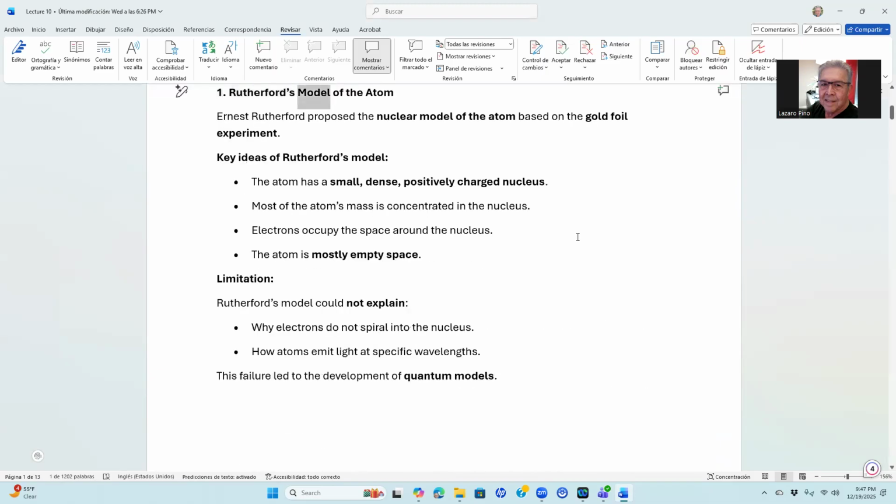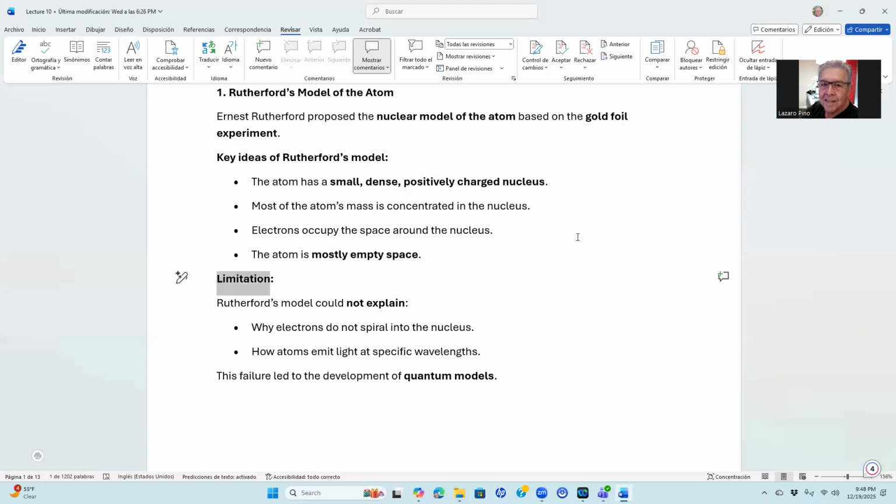1. Rutherford's model of the atom. Ernest Rutherford proposed the nuclear model of the atom based on the gold foil experiment. Key ideas of Rutherford's model. The atom has a small, dense, positively charged nucleus. Most of the atom's mass is concentrated in the nucleus. Electrons occupy the space around the nucleus. The atom is mostly empty space.